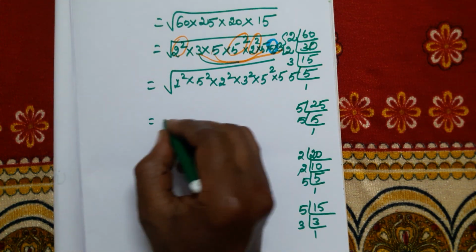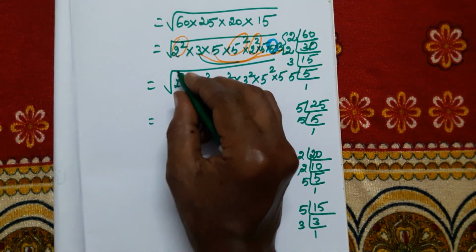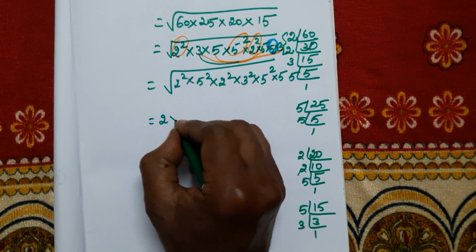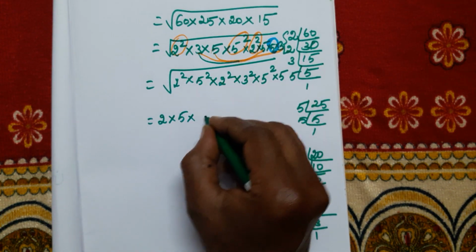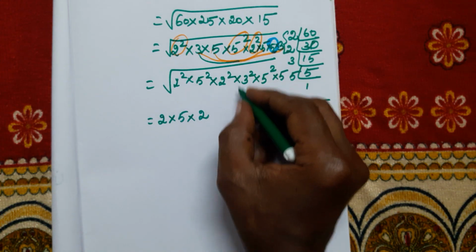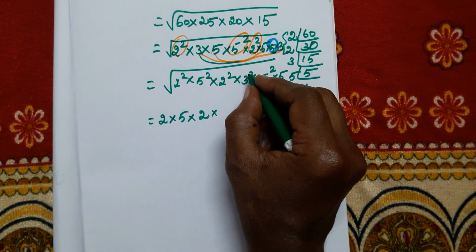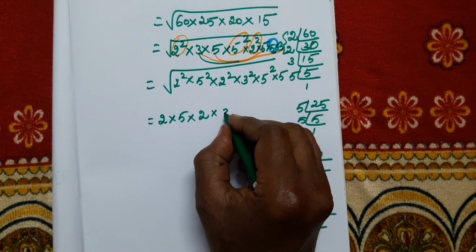So what are we getting? Here square and square root will be cancelled. Here what will we get? 5. Here what will we get? 2. Square root of 2 square is equal to 2. Square root of 3 square is equal to 3.